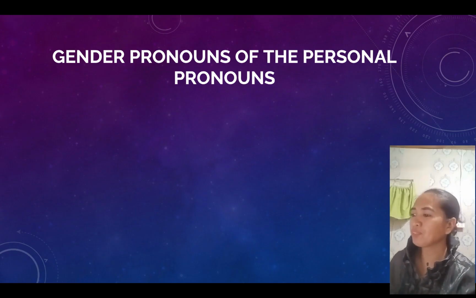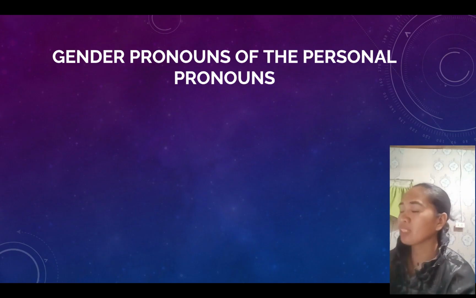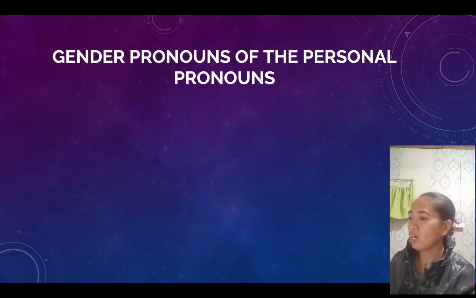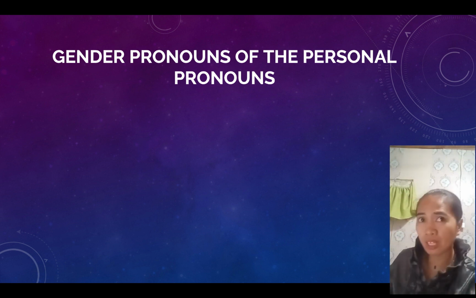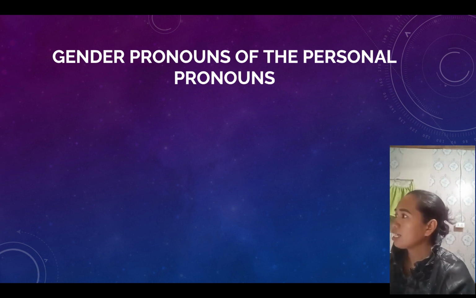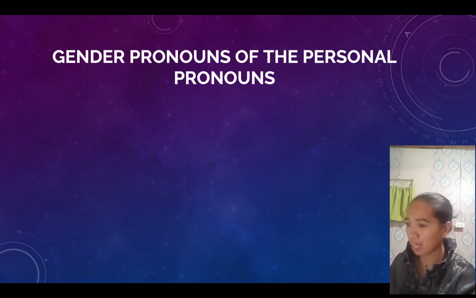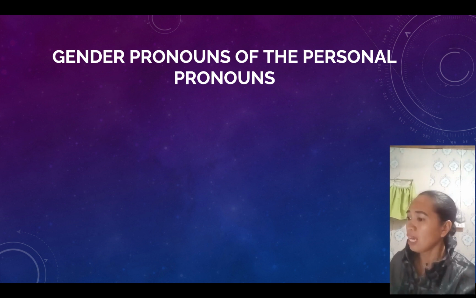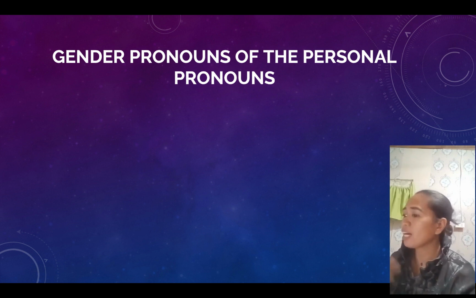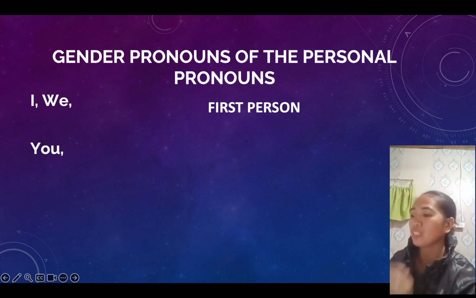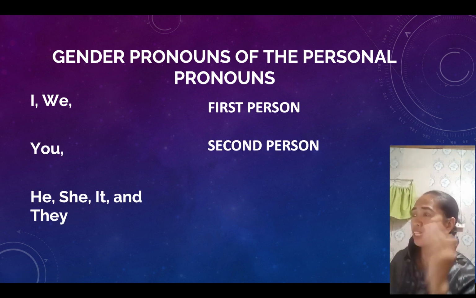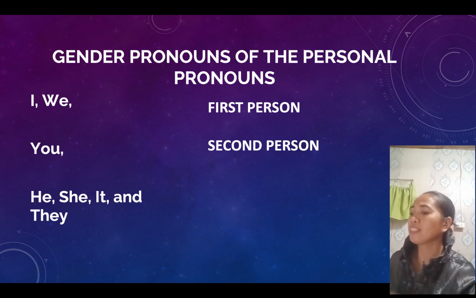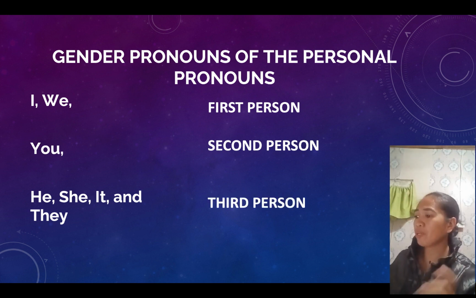In the English language, there are 7 personal pronouns. They are I, we, you, she, he, it, and they. These 7 denote the 3 persons of pronouns. I and we constitute the first person. You is the second person, and he, she, it, and they are the third person. Among these, only the third person constitutes gender pronouns.